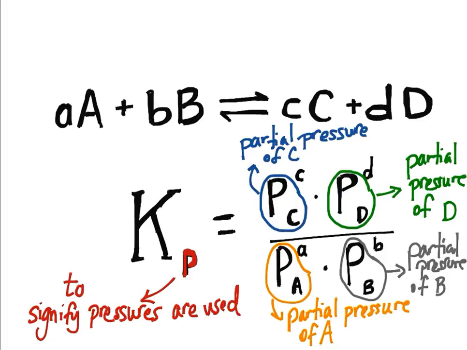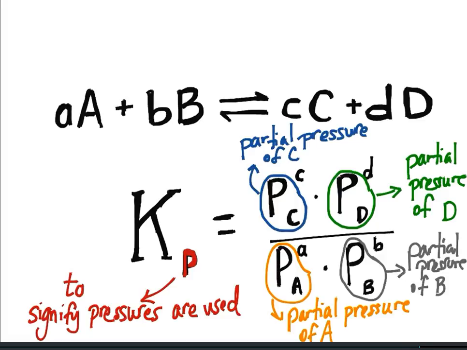And remember that the lowercase letters are the stoichiometric coefficients. Those become powers just like they are in the Kc expression, right? So these lowercase letters a, b, c, and d become powers in the Kp expression.